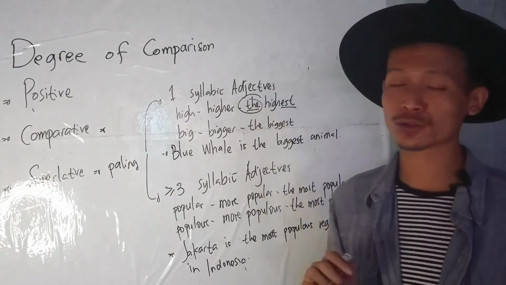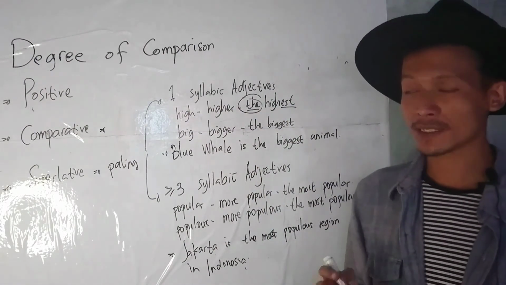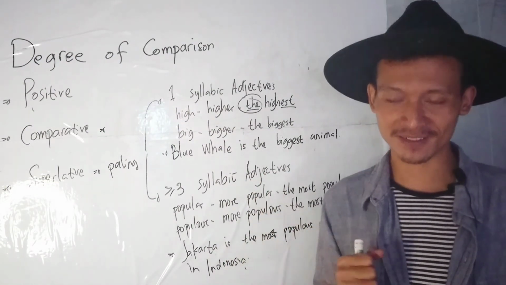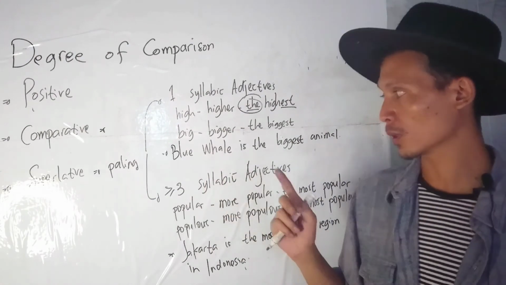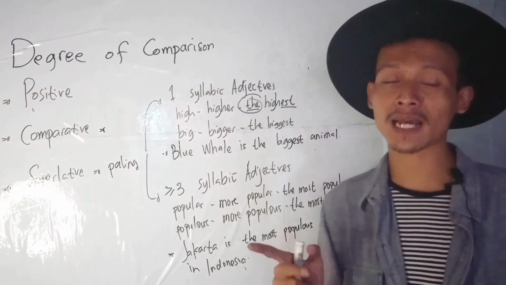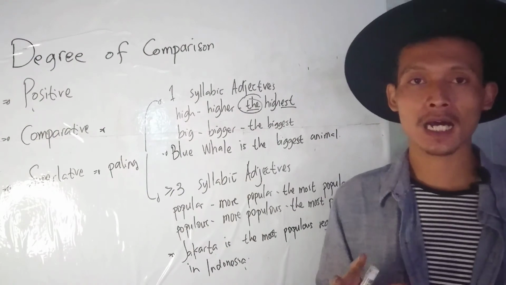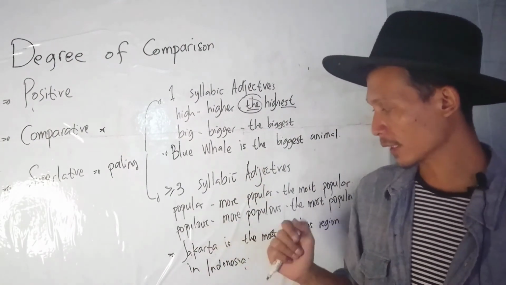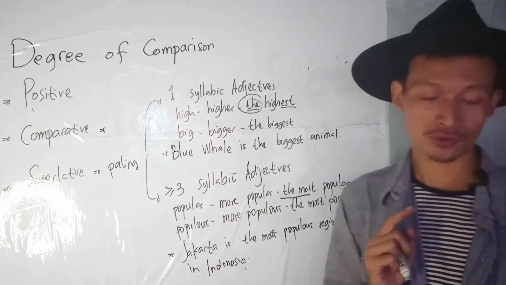Okay, it's a must to put the. Right, and then the other example is big, bigger, and the biggest. For example, blue whale is the biggest animal. Okay, now for the three syllabic adjectives or more, then we use the concept of the most.